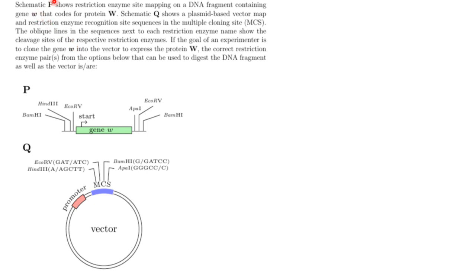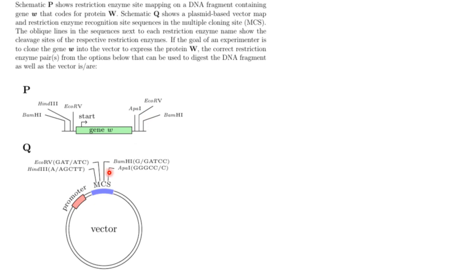Schematic P shows restriction enzyme site mapping on a DNA fragment containing gene small w that codes for protein capital W. Schematic Q shows a plasmid-based vector map and restriction enzyme recognition site sequences in the multiple cloning site. The oblique line in the sequence next to each restriction enzyme name shows the cleavage site of the respective restriction enzyme. If the goal of an experimenter is to clone the gene small w into the vector to express the protein capital W, the correct restriction enzyme pairs from the options below that can be used to digest the DNA fragment as well as the vector is or are.